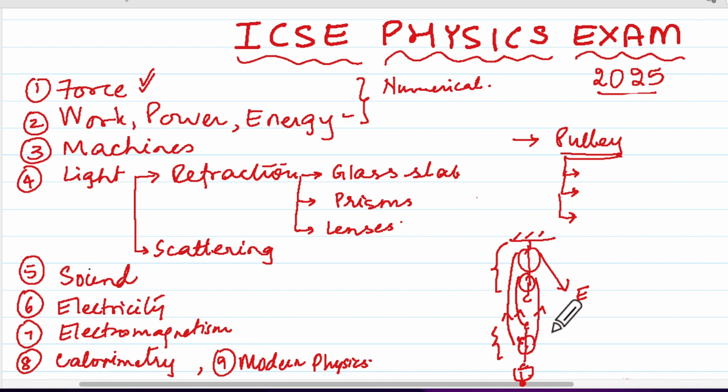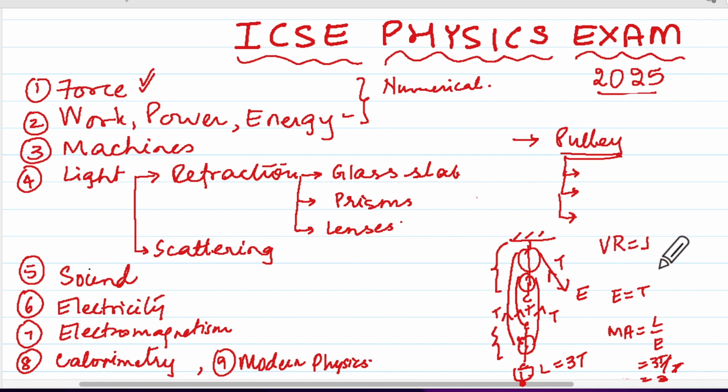So the load is spread over 3 segments of the string, and this one is the effort. This is T, this is T. Each one of these is an upward tension. The load is equal to 3T, whereas the effort is equal to 1T. Mechanical advantage ideally would be load upon effort, which is 3T upon T, which is equal to 3. Now remember, in reality, your velocity ratio and the ideal mechanical advantage have the same value. In this case, it is the number of pulleys, that is, the number of strands on which the load is supported.